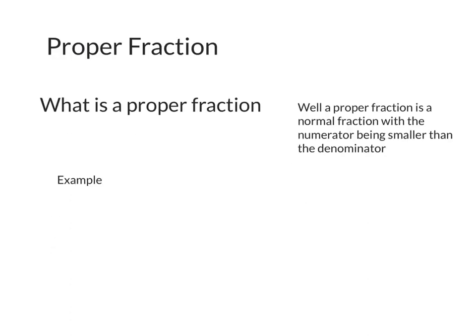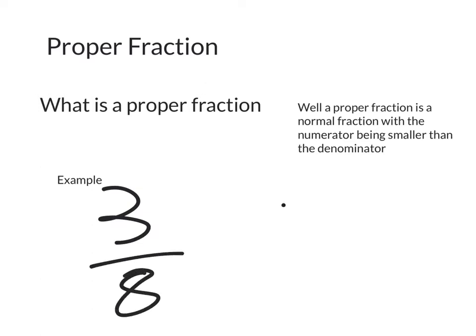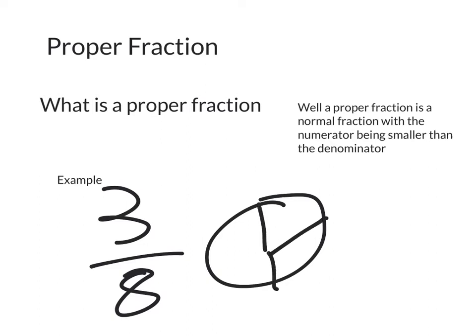Now, let me teach you what a proper fraction is. A proper fraction is a normal fraction with the numerator being smaller than the denominator. For example, let's do the fraction 3/8. So now we have a circle, and let's divide it into 8. There, 8 pieces. 1, 2, 3, 4, 5, 6, 7, 8.